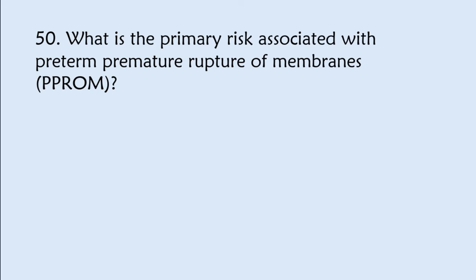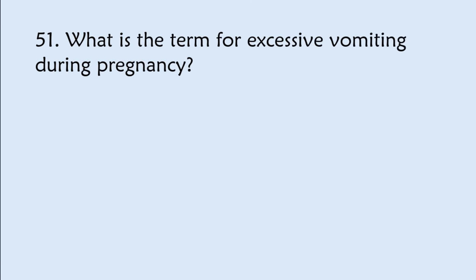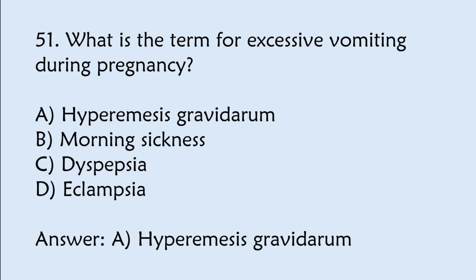What is the primary risk associated with preterm premature rupture of membranes? Shoulder dystocia, infection, postpartum hemorrhage, cord prolapse. Correct answer is option B, infection. What is the term for excessive vomiting during pregnancy? Hyperemesis gravidarum, morning sickness, dyspepsia, eclampsia. Correct answer is option A, hyperemesis gravidarum.